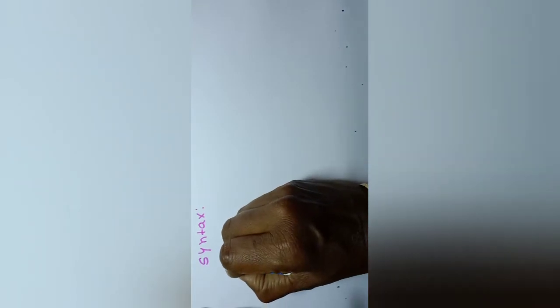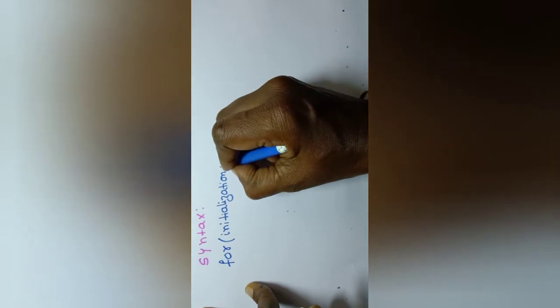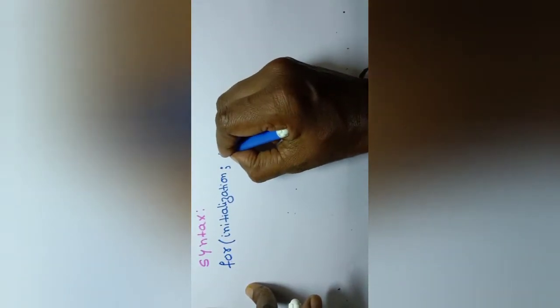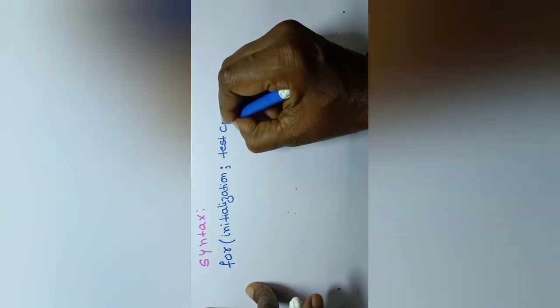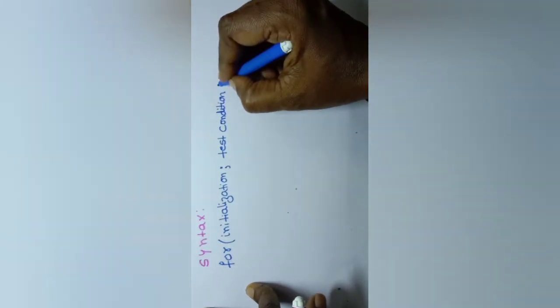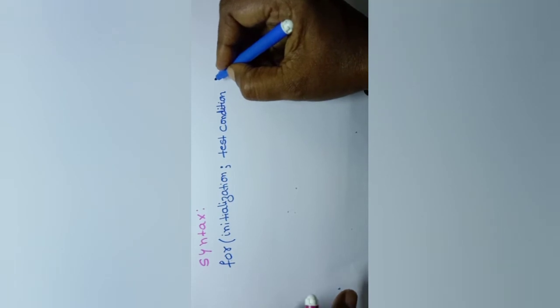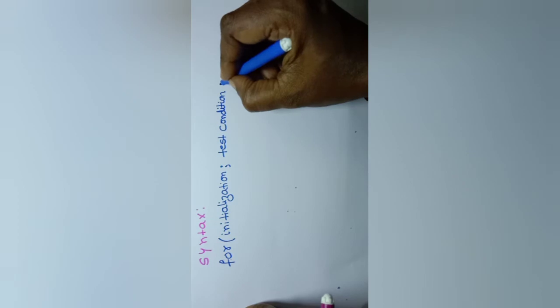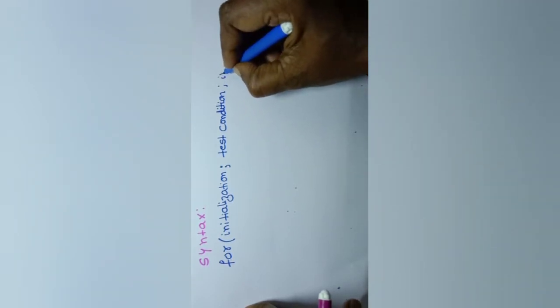The general form of the for statement begins with the keyword for. For is a keyword, and next in the brackets we are going to write the initialization. After that we write the semicolon. Next we write the test condition. It is a very important, easy and popular loop statement available in the C program. So now you are learning the syntax of the for statement. What is for? Initialization, test condition, and next is the increment.